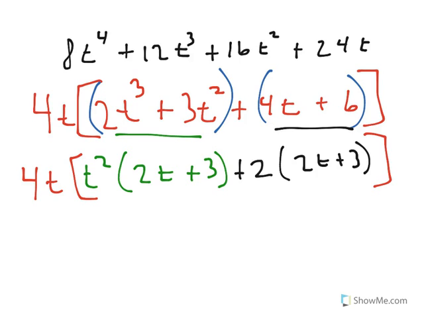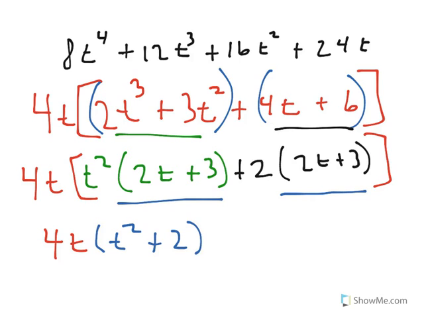Alright, now I'm going to rewrite the 4t. Notice that in this problem, the t squared times 2t plus 3 has a factor of 2t plus 3, and so does the 2 times 2t plus 3. So I'm going to factor that out, and that's going to leave me with what's left outside parentheses. So I guess I'll use blue. t squared plus 2, and then it's going to leave me with the common factor of those two, which is 2t plus 3.